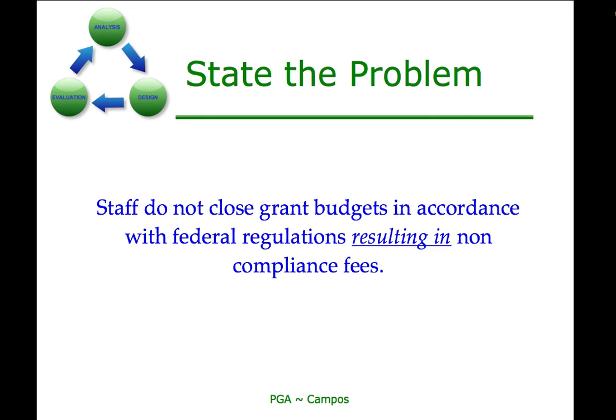So this statement is further elaborated to say that staff not closing grant budgets in accordance with federal regulations is resulting in a series of non-compliance fees. So now we have an individual performance of an employee that's resulting in an organizational outcome.